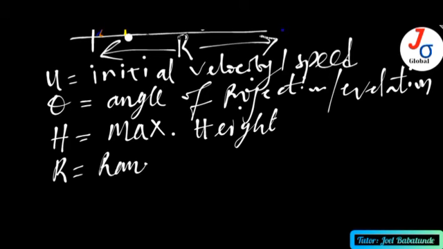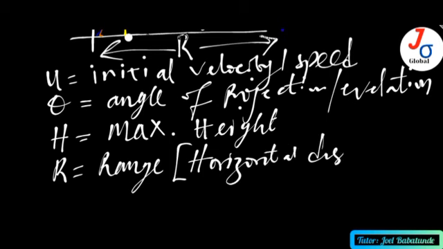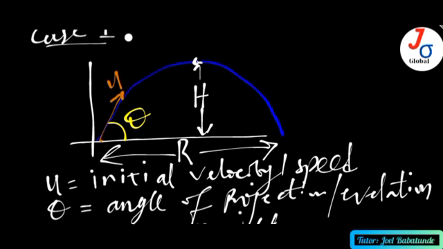We can also call the range the horizontal distance. So this is the horizontal distance, from where it was projected down to where it landed. That distance is the horizontal distance, or you can call it the range, and that's the height. And so we have three formulas to use when you are doing case 1.